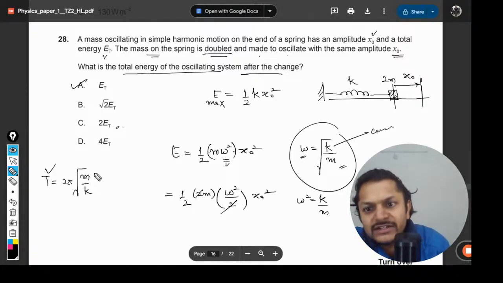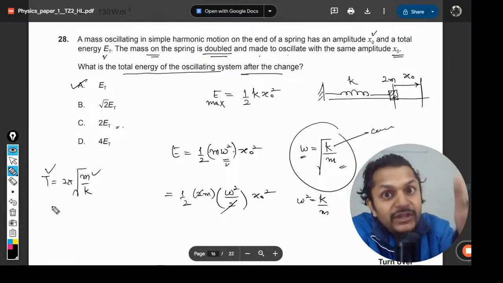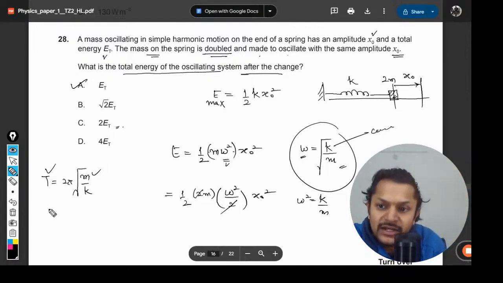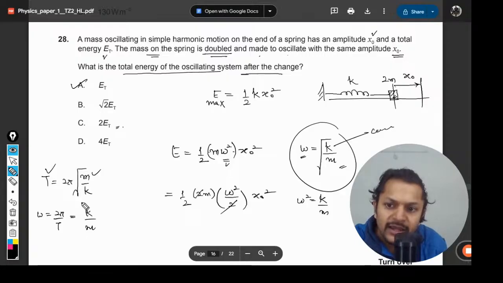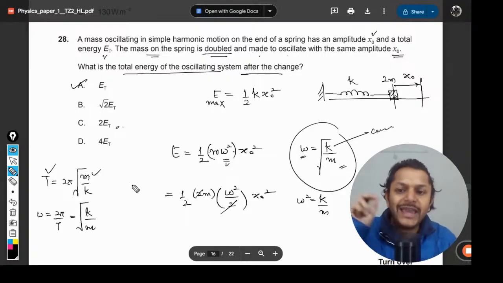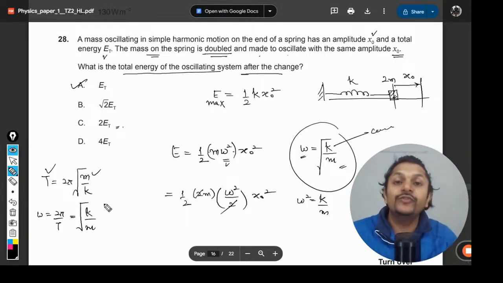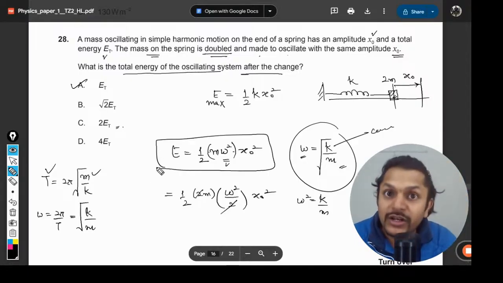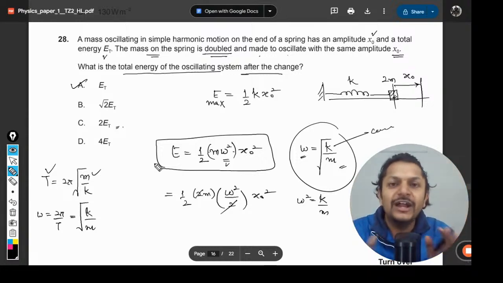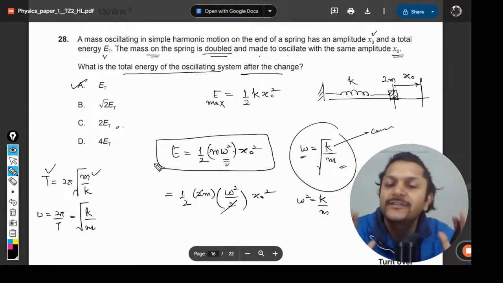Clearly the time period is dependent on the mass m, and from there also you can say that omega is dependent. Omega is equal to 2 pi by T, and by using this formula you can clearly see that it comes out to be the square root of k by m. So k is constant, but the other two variables are not constant. So this formula given in the data booklet is highly deceptive, and you must not use it.